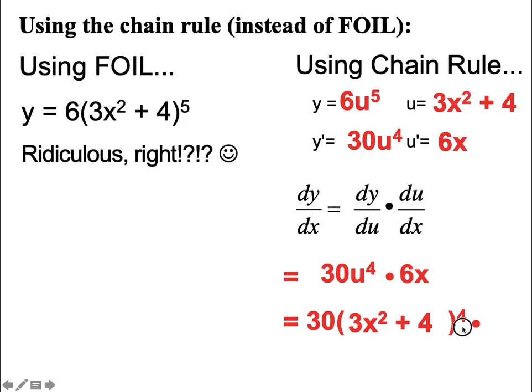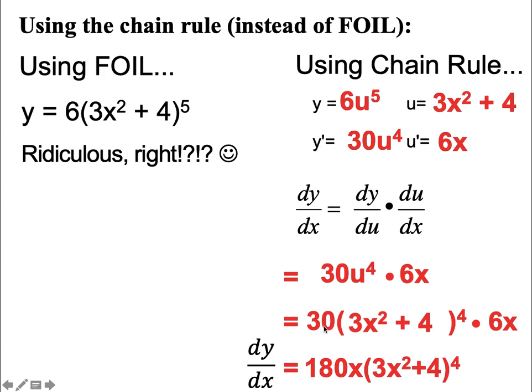And then times 6x, that's our inside derivative. And then we're going to re-express that. So dy/dx equals this 30 times 6x, which is 180x. We're going to put that out in front. And then we have (3x squared plus 4) to the 4th power. So that's the derivative of y with respect to x.